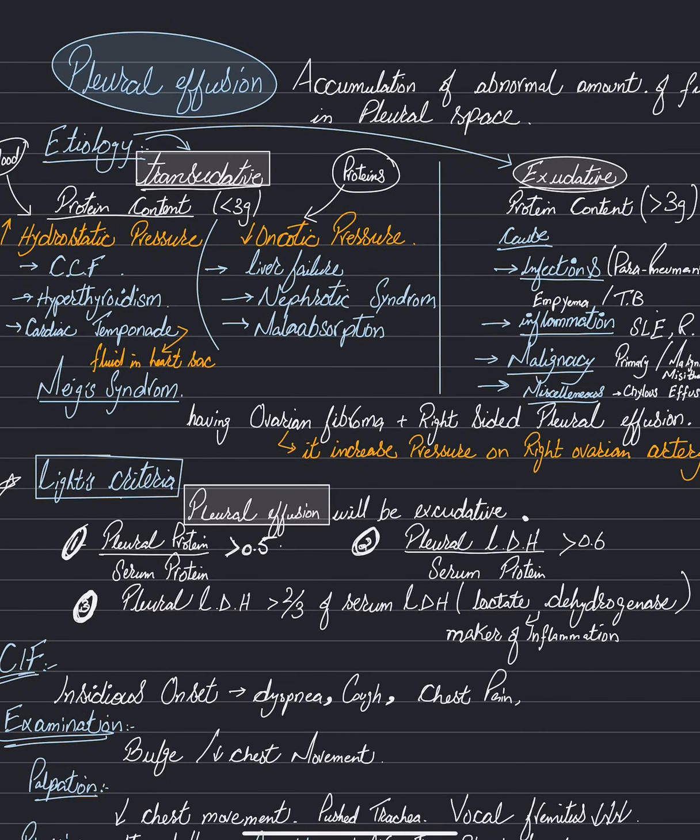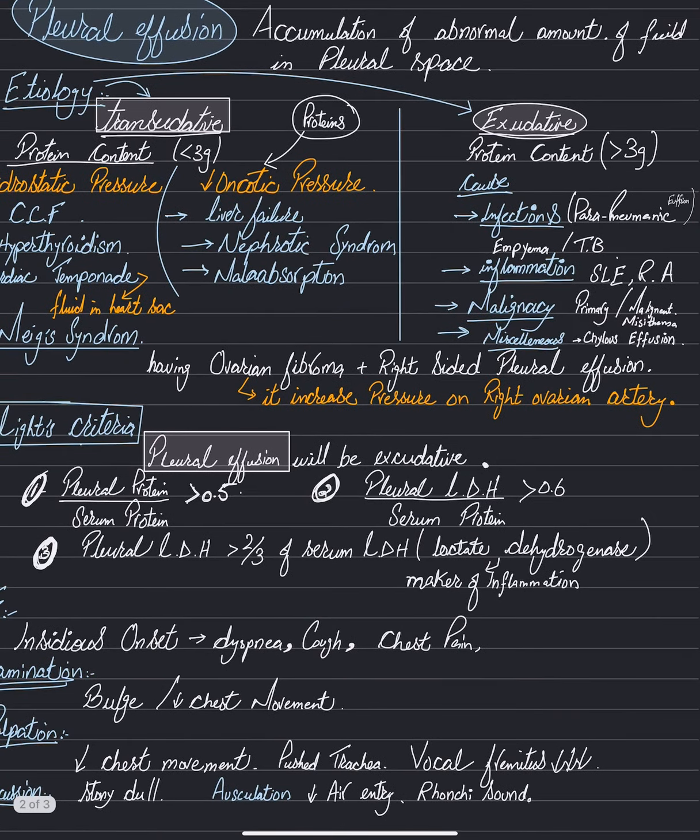And now we can see here mixed syndrome. Mixed syndrome is due to having an ovarian fibroma. When there's a fibroma in the ovaries, it can increase the pressure on the right ovarian artery, and the right ovarian artery can lead to right-sided pleural effusion in the chest.